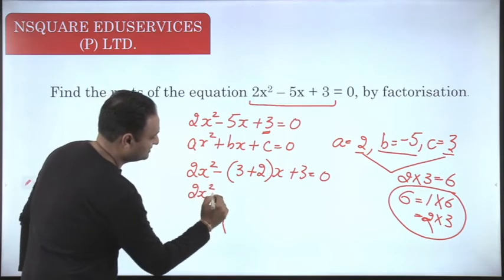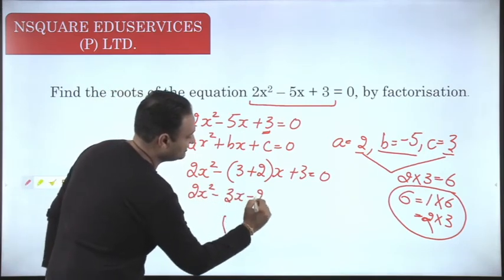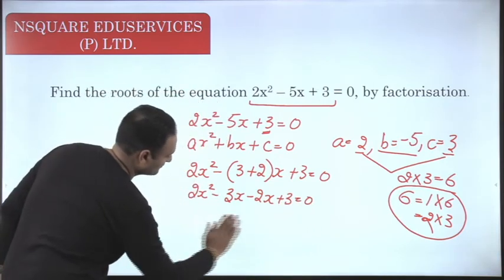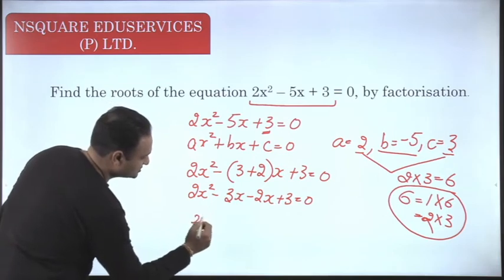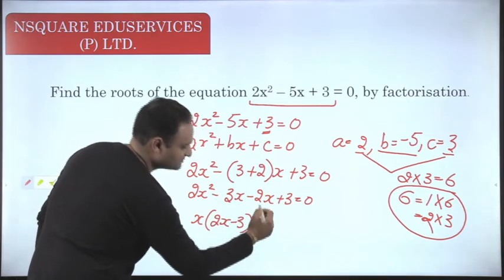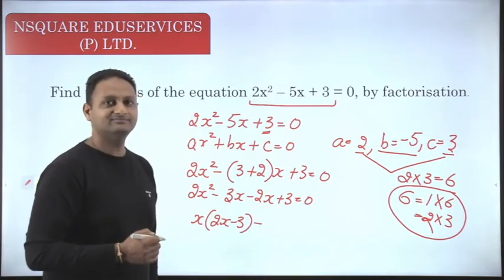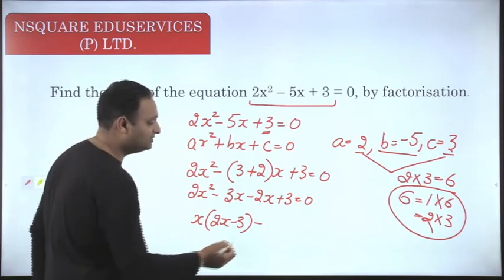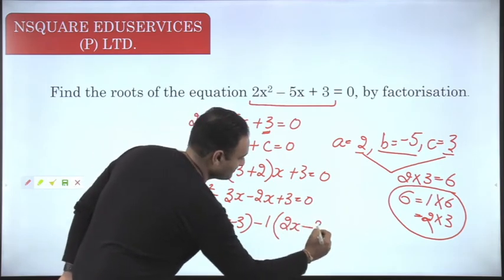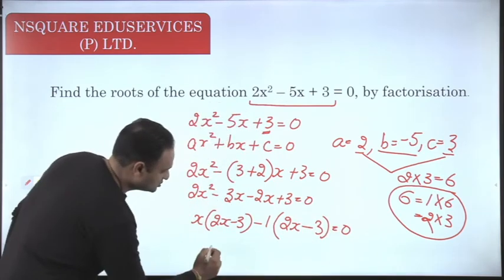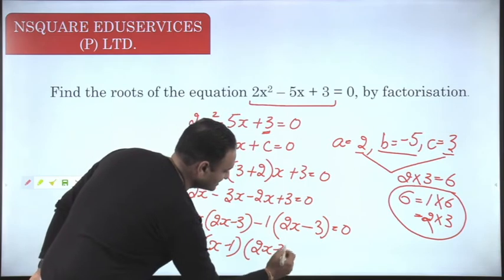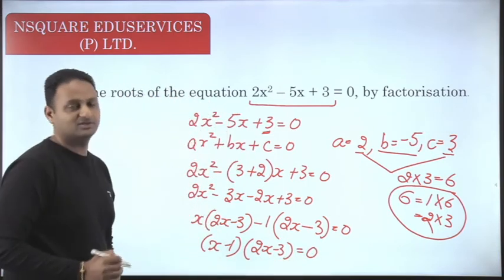Open the brackets, rearrange and factorize by grouping. So here we can take out x as common. From here, what will be common from 2 and 3? HCF of 2 and 3 is 1, so we will take out 1 as common. So we get x minus 1 into 2x minus 3 equal to 0.